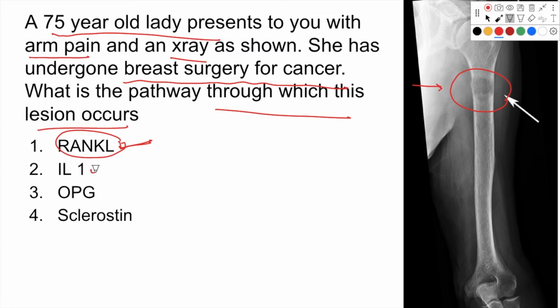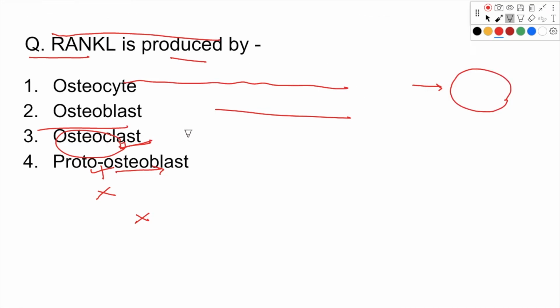Interleukin-1 is known to cause osteolysis as well, but it does not cause osteolysis in this metastatic condition. It is known to cause osteolysis in other conditions. Osteoprotegerin does not cause osteolysis. In fact, it prevents osteolysis by binding to RANK ligand and preventing the RANK ligand pathway. Sclerostin inhibits osteoblastic activity. It has no relation to metastasis-induced lytic lesions. So the correct answer is RANK ligand pathway.